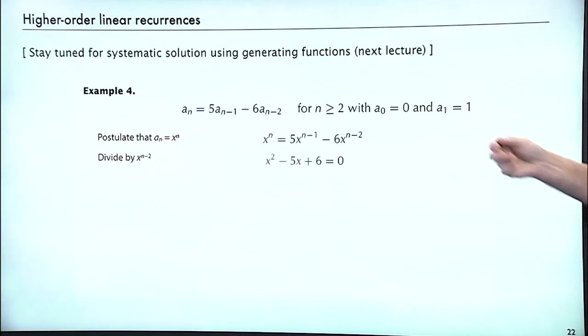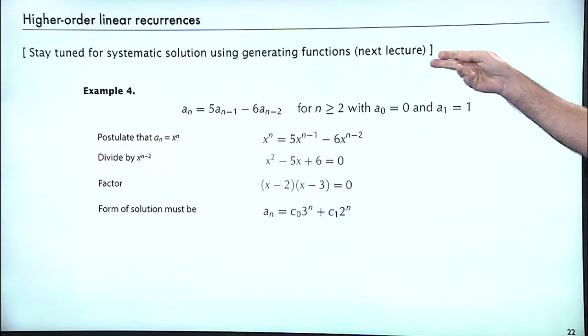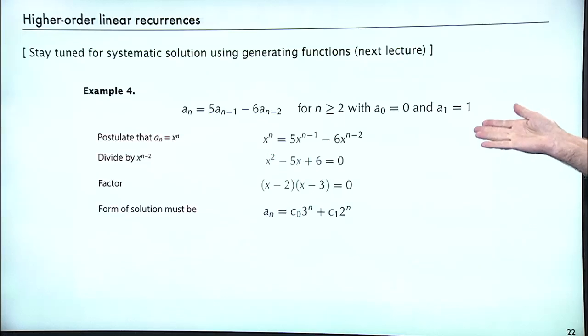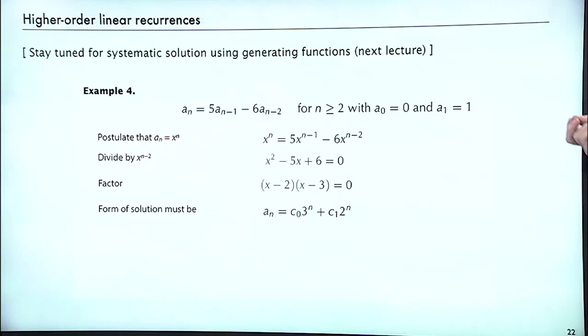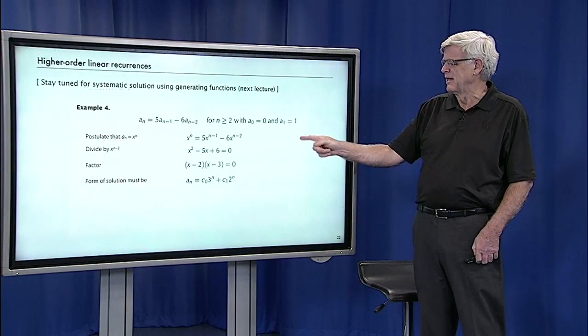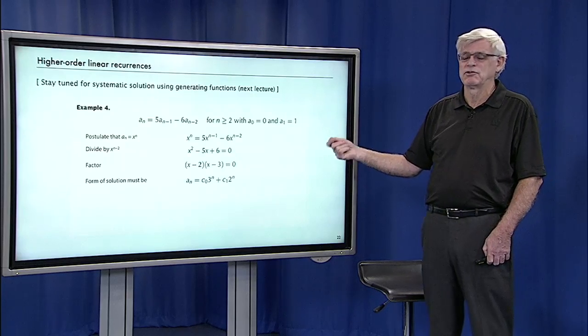So now we've just got a quadratic equation, and we've known since middle school how to solve quadratic equations. So that factors to x minus 2 times x minus 3, and it means that both 2 to the n and 3 to the n are solutions to this. And actually it's not too much of a step to see that the final solution must be of the form a sub n equals some constant times 3 to the n plus some other constant times 2 to the n.